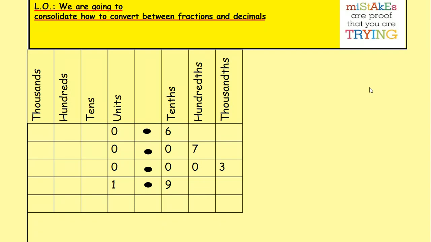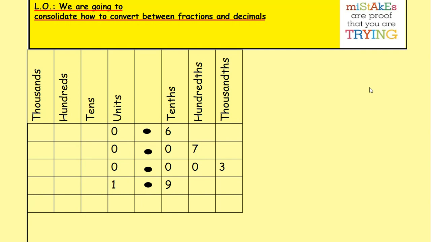So the first thing is I put a couple of decimal numbers into a place value table. My first number is 0.6, my second number is 0.07, my third number is 0.003, and my fourth number is 1.9. Now, why is it important to have these numbers in a place value table until you can do it in your head? Because this will help you to convert these decimals into fractions.